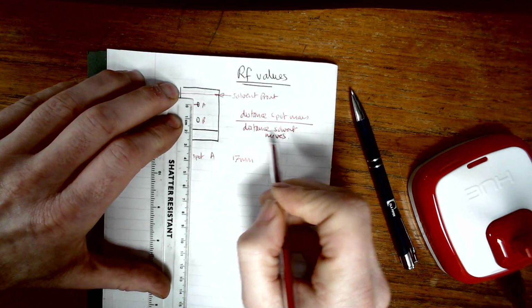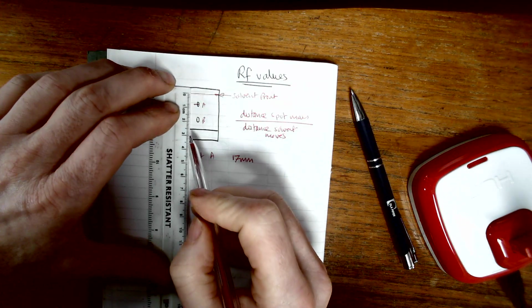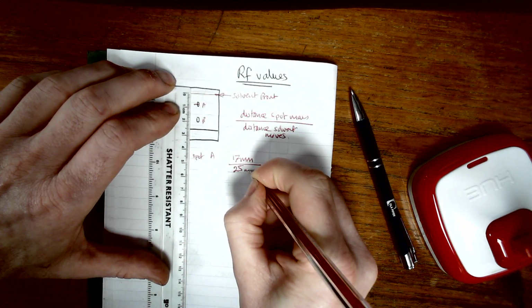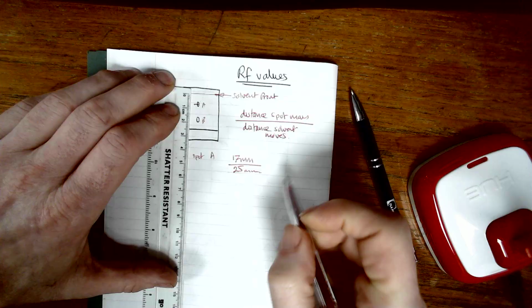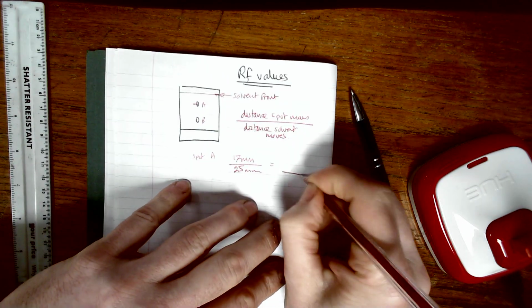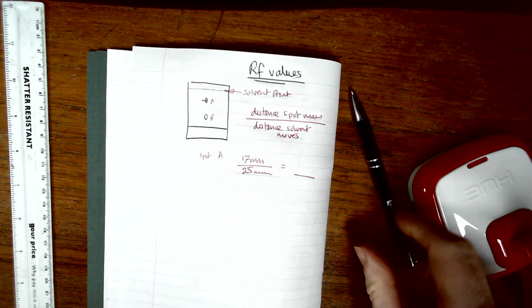And the distance the solvent moves is 25 millimeters. 17 divided by 25. Plug that into your calculator. I haven't got a calculator with me, but that would be the RF value. I'll get my phone out to do that.